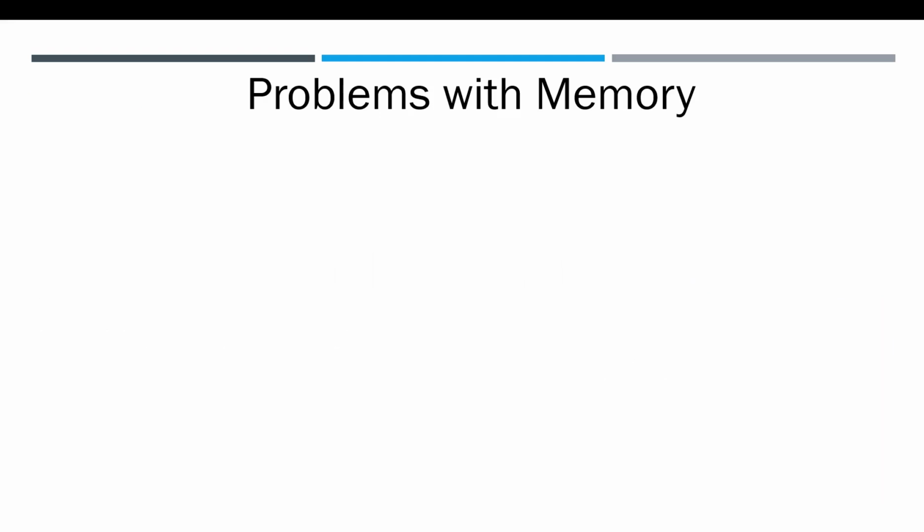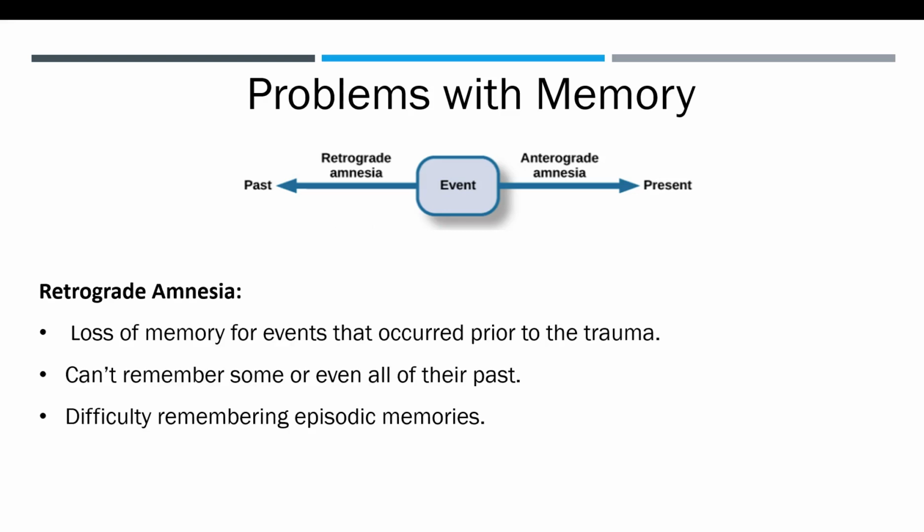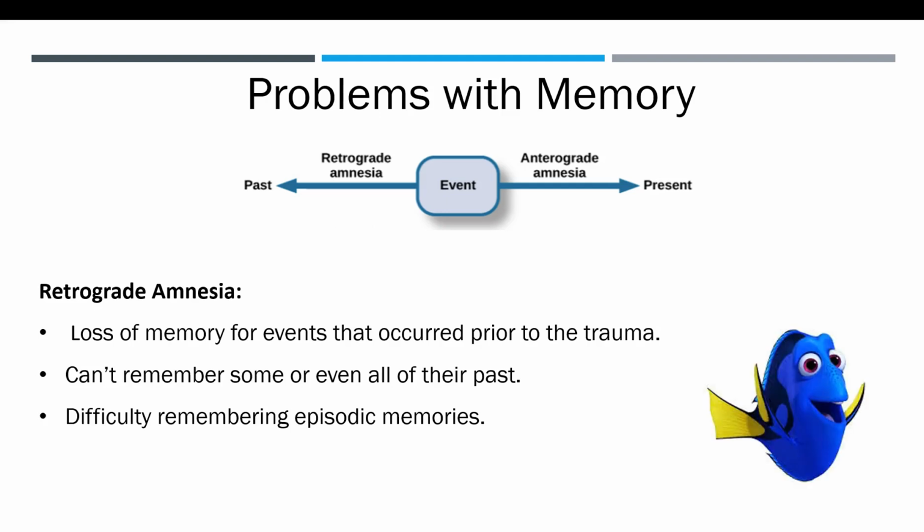And the other type of amnesia is retrograde amnesia, which is the loss of memory for events that occurred prior to the trauma or event. And people who have retrograde amnesia can't remember some or even all of their past and have difficulty remembering episodic memories. These are people you may have seen in movies that completely forget who they are, such as Dory in Finding Nemo. Dory's unable to remember her past and who she is.